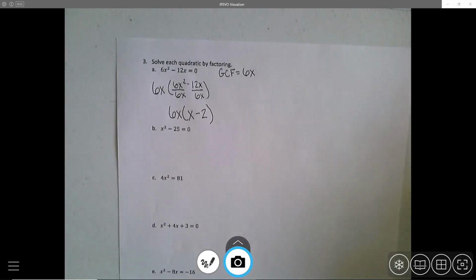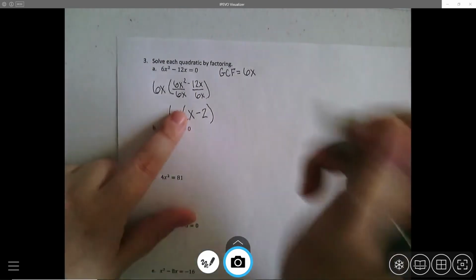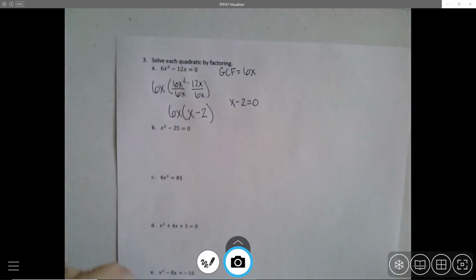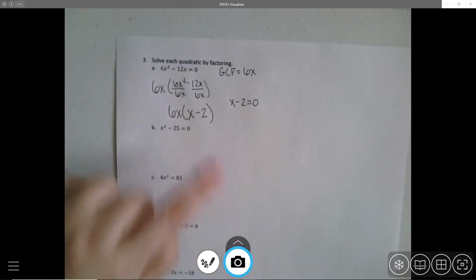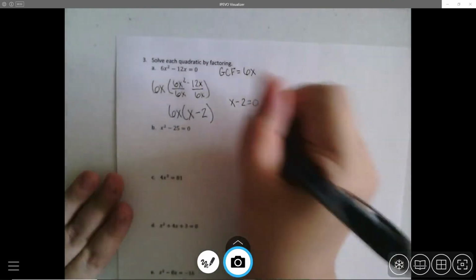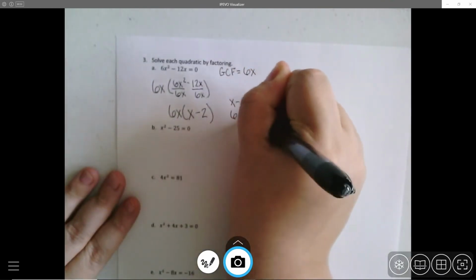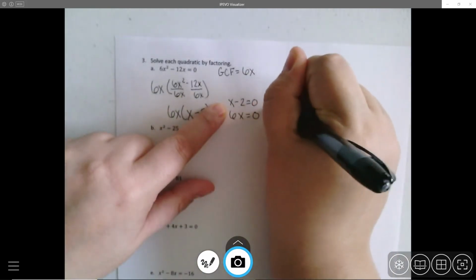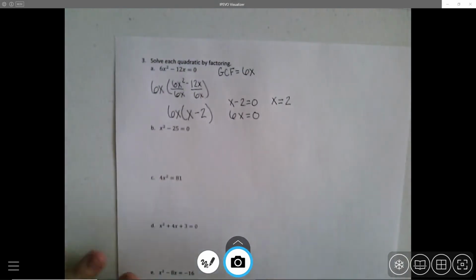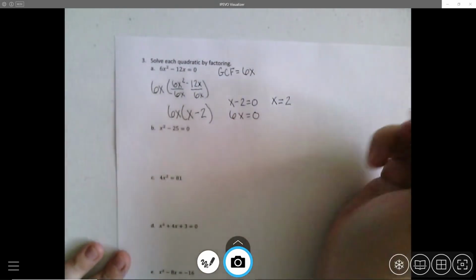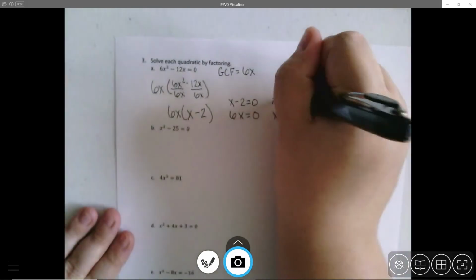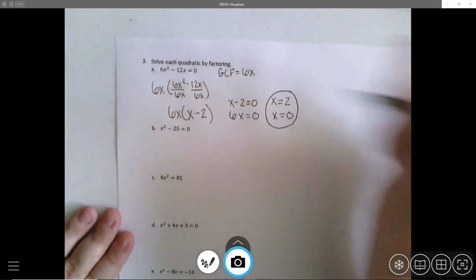So now I'm at that step at the bottom where it says set each binomial. So set each thing in parentheses, so x minus 2, equal to 0. And include any GCF that had a variable. My GCF was 6x. That has a variable. That also has to be set equal to 0. X minus 2 equals 0. If I solve that for x, I get x equals a positive 2. If I solve this for 0, I would divide by 6. 0 divided by 6 is 0. There's my 2 solutions. X equals 2 and x equals 0.